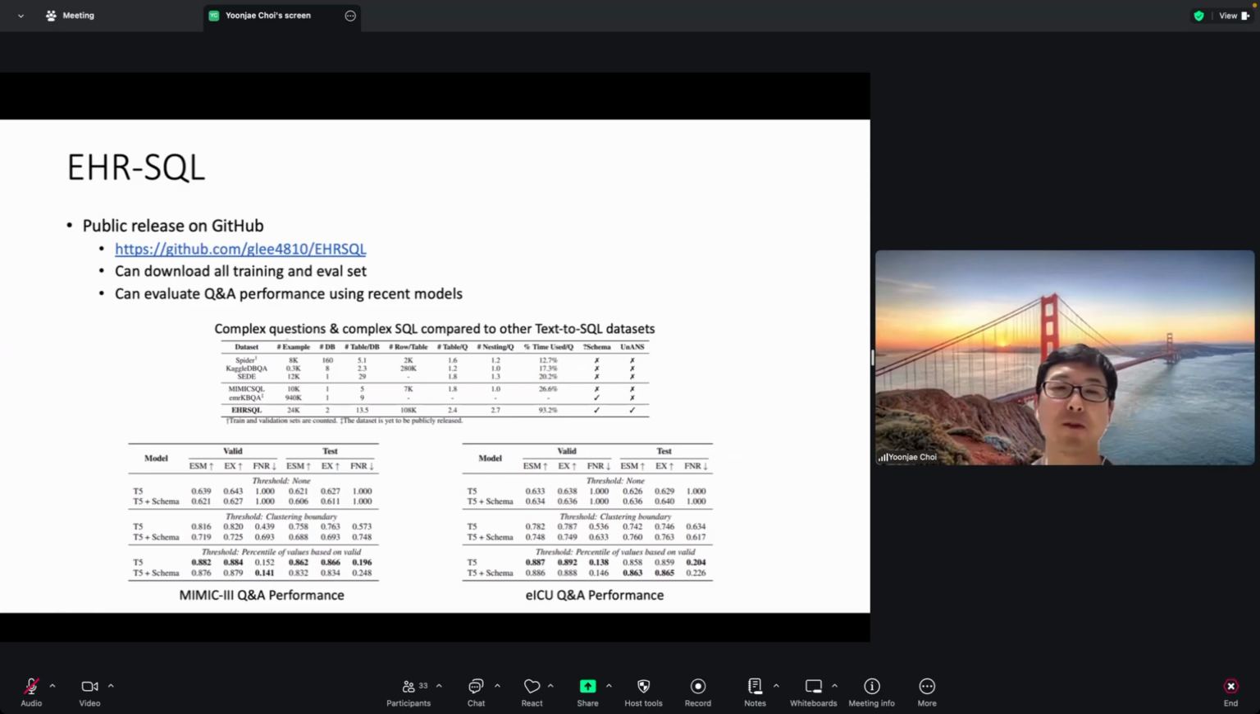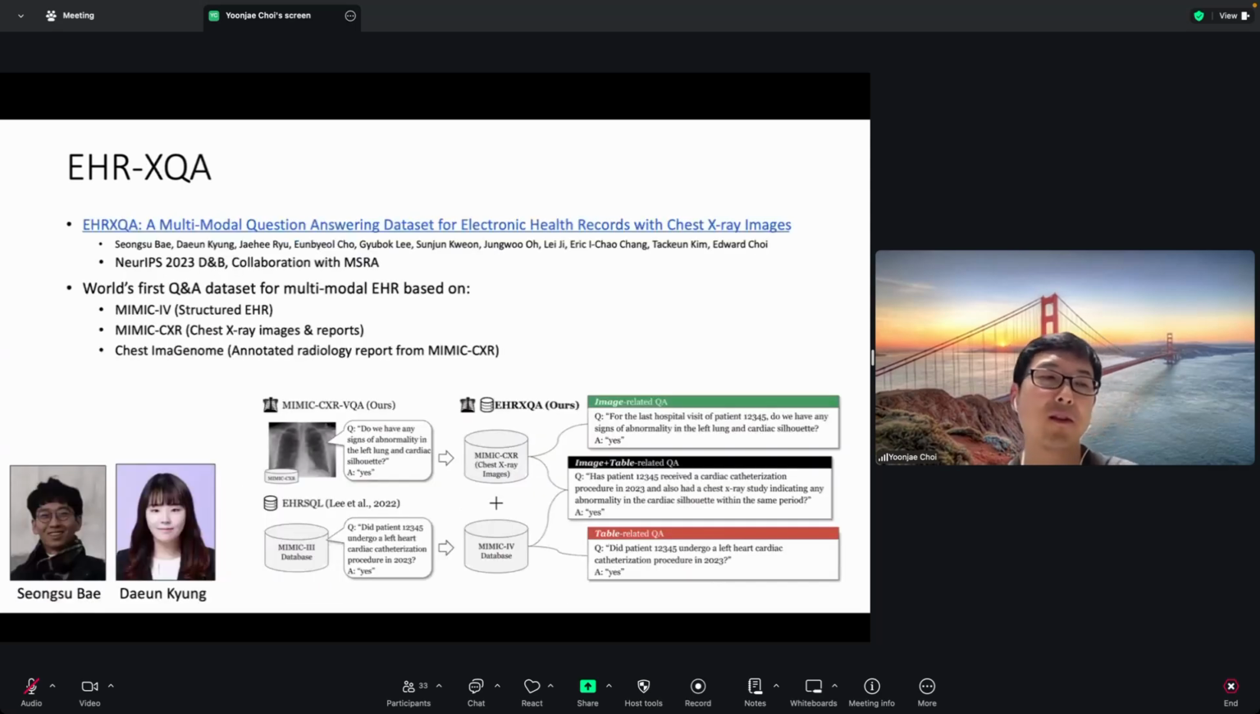So this was our very first work. And we expanded this the next year by adding one more modality on top of it. So it's now database plus images. So you can see the black box here. The kind of questions that we want the AI to answer is like, has this patient received some procedure, like a cardiac catheterization procedure? And also, was there some abnormality in the cardiac silhouette of his or her X-ray?